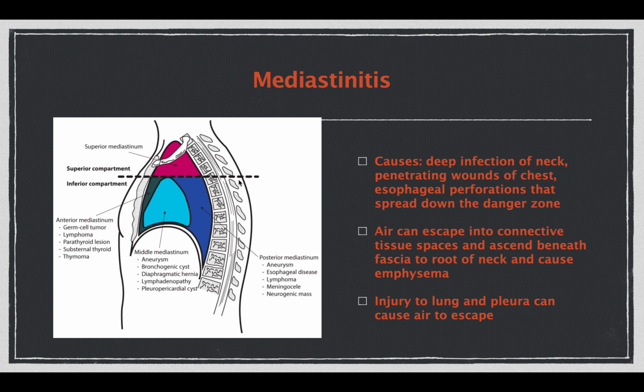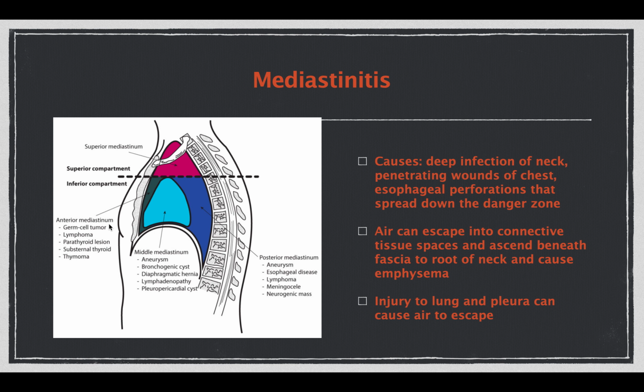esophagus. So air can escape into the connective tissue spaces and ascend up the neck and lead to emphysema, which is just like air pockets right in the subcutaneous tissue. And injury to the lungs and the pleura can cause air to escape. And here are the other various danger spots.